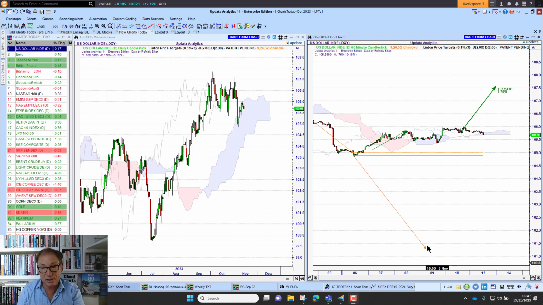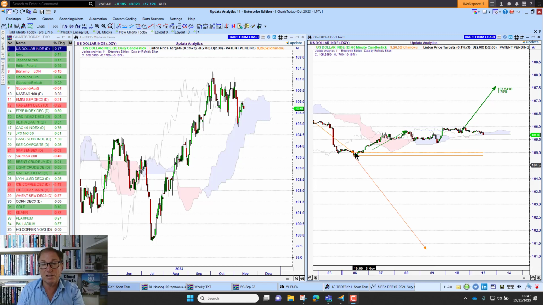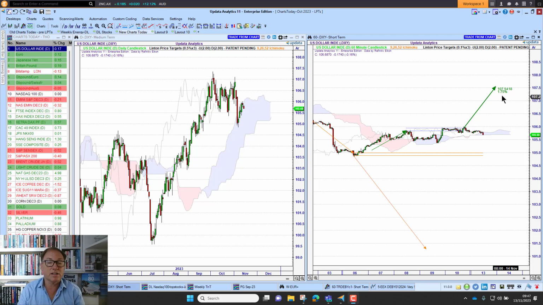Interestingly, we had this downside target given off the thrust, but it's only orange because it wasn't activated. We need a move below that level to activate the target. On the upside, though, we have activated this upside target. We are hanging above the cloud. That does suggest the dollar might hit 107.50 on the index. That's 1.75% higher. So that's quite an interesting start to look at.